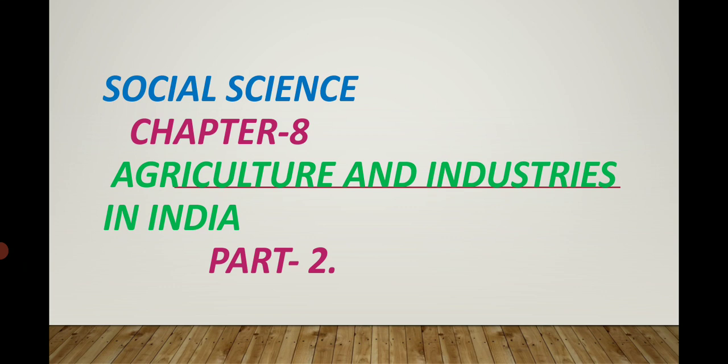So, we had already started with chapter number 8, that is Agriculture and Industries in India. So, today we are going to continue with the chapter, that is chapter number 8, Agriculture and Industries in India, Part 2.